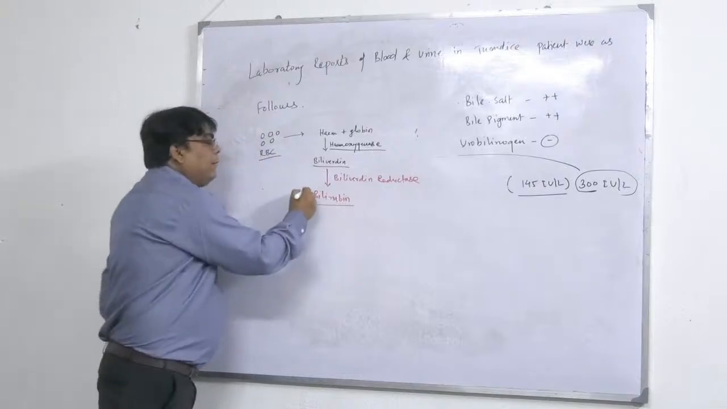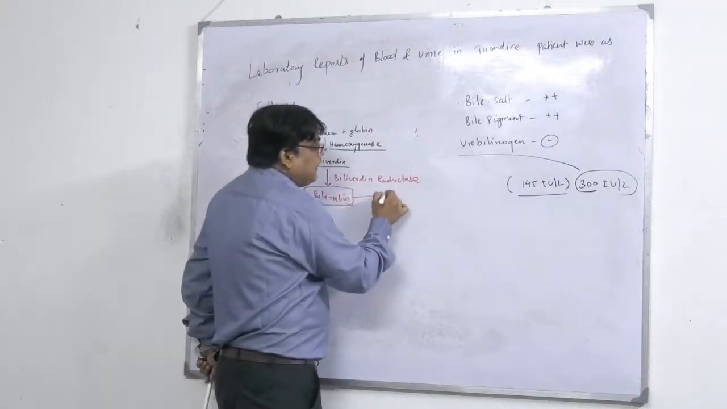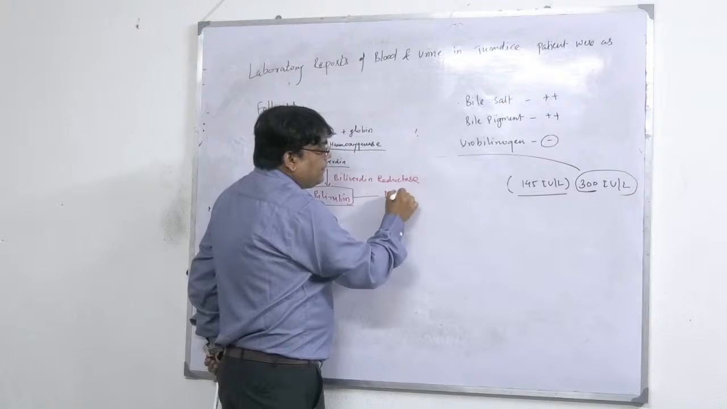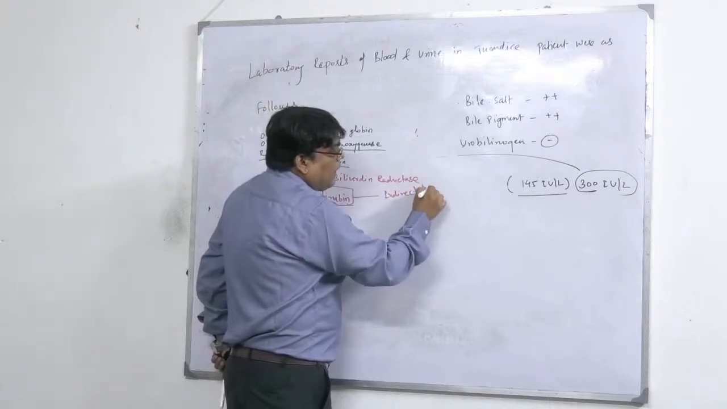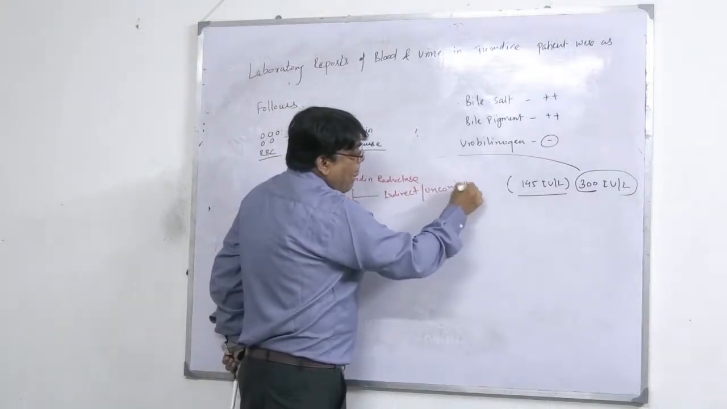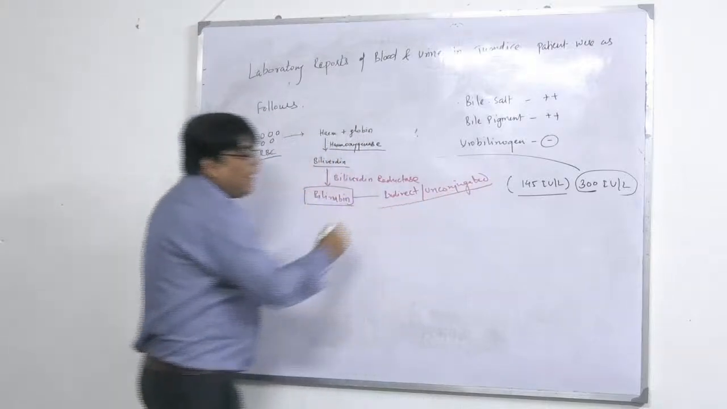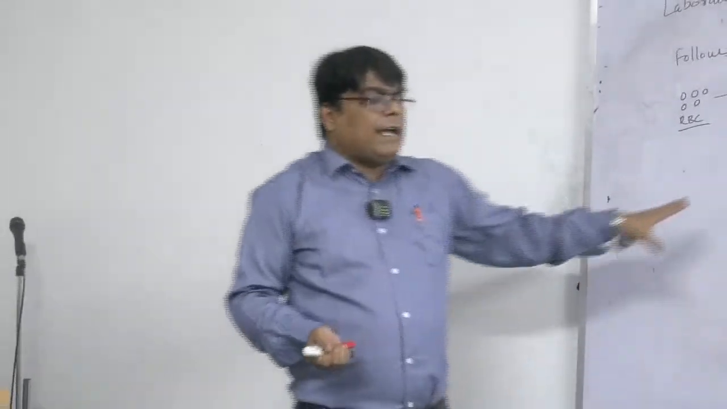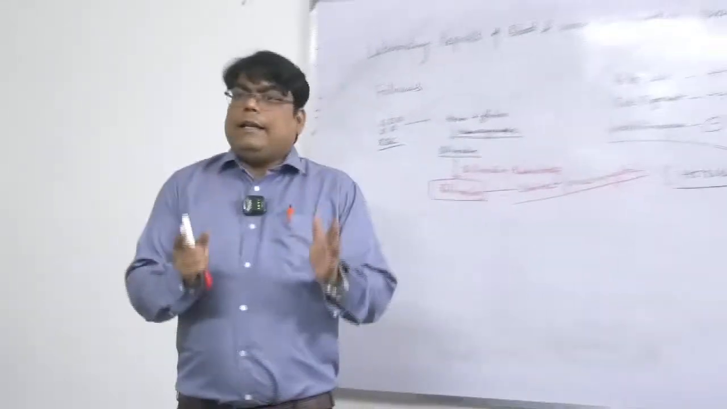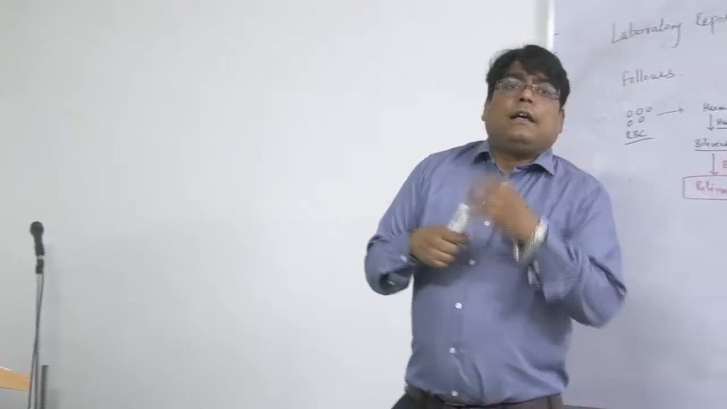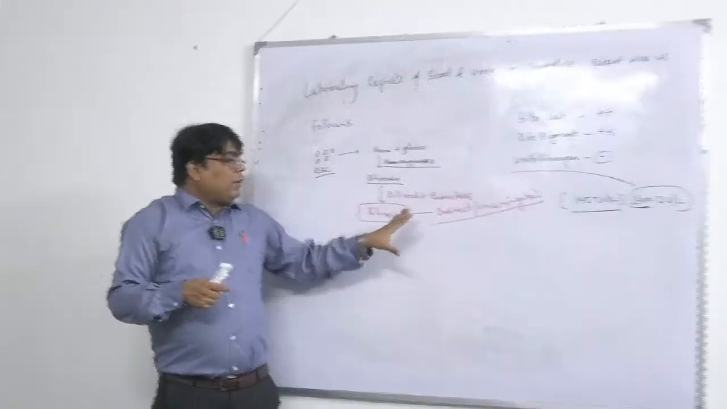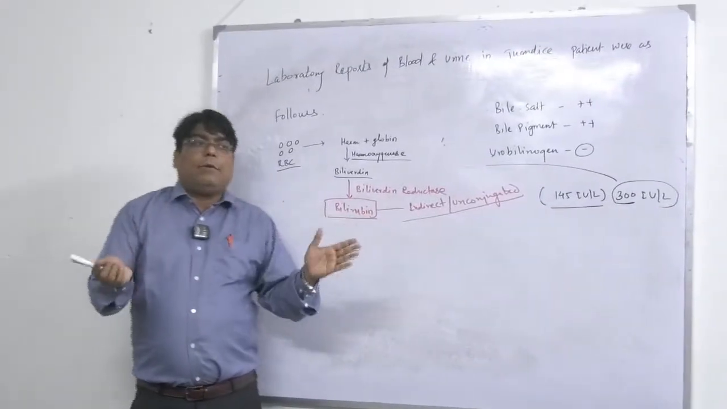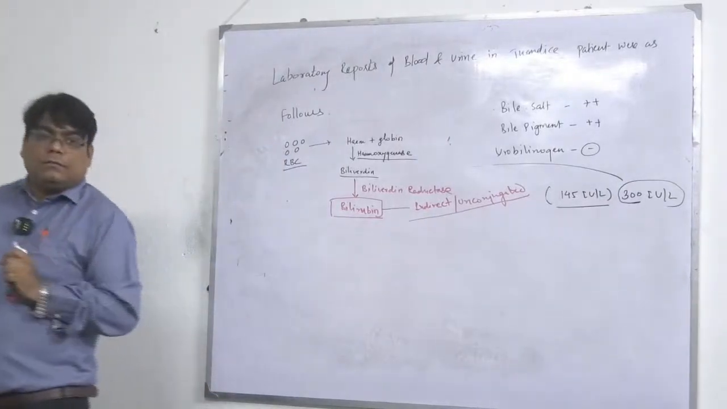Okay, bilirubin. This we call here what? Indirect or unconjugated bilirubin. If an examiner asks the question, what is the meaning of indirect, what is the meaning of unconjugated? You clearly say it is bilirubin alone, not combined with other things. Sometimes students give the answer that direct bilirubin is bilirubin combined with albumin. It is wrong.